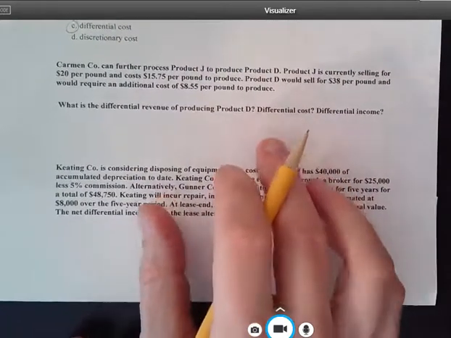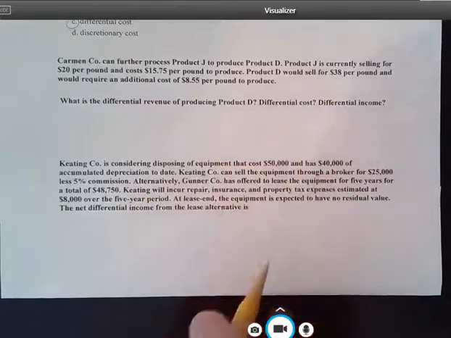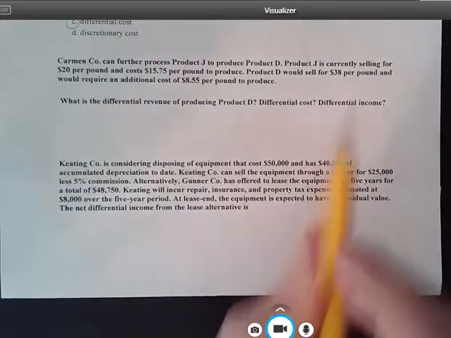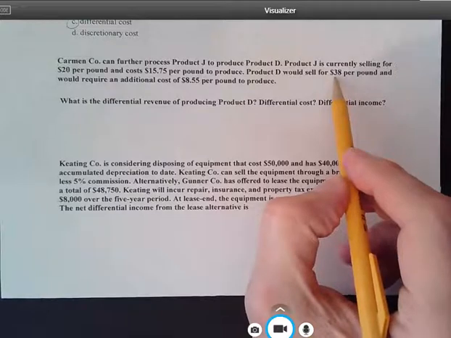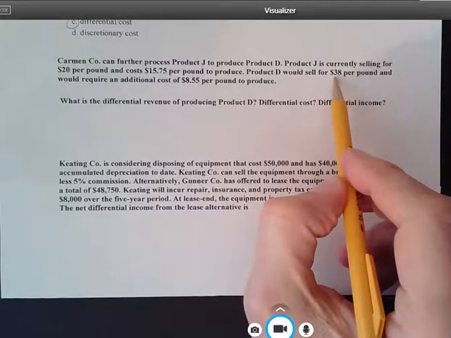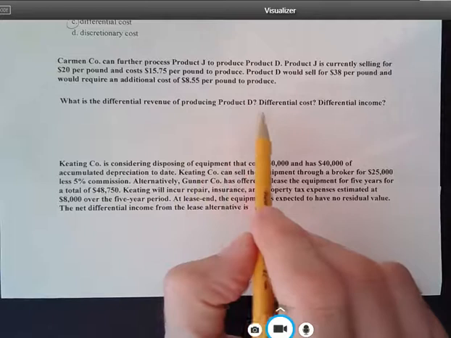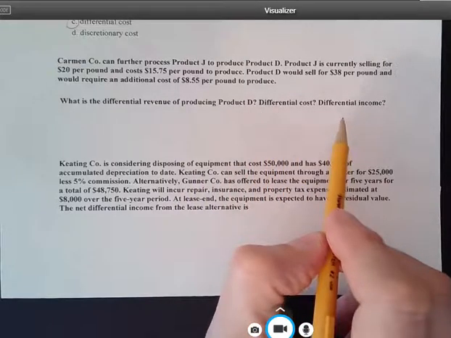Let's get into something a little bit more significant. It says, Carmen Company can further process product J to produce product D. Product J is currently selling for $20 per pound and has costs of $15.75 per pound to produce. Product D would sell for $38 per pound and would require an additional $8.55 to produce. What is the differential revenue for producing product D? What about differential cost and finally differential income?